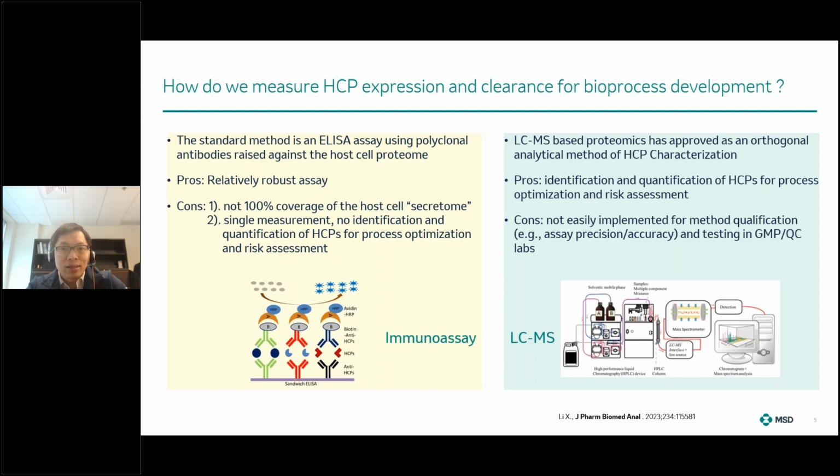One of the downsides is that it's not easy to implement for mass spec qualification and testing in the GMP QC labs. I know the next speaker, Thomas, and his colleagues at Aflysis have done some innovative work in this space, and I really look forward to Thomas' presentation after this one.